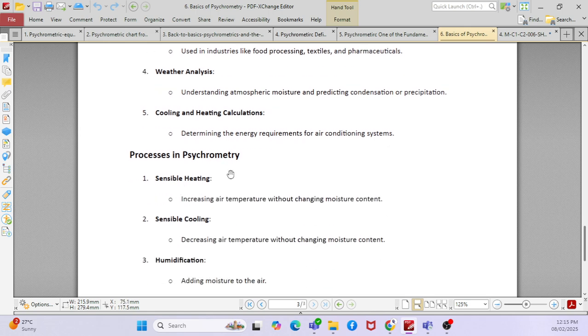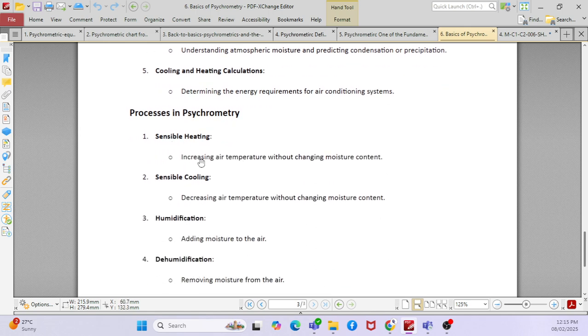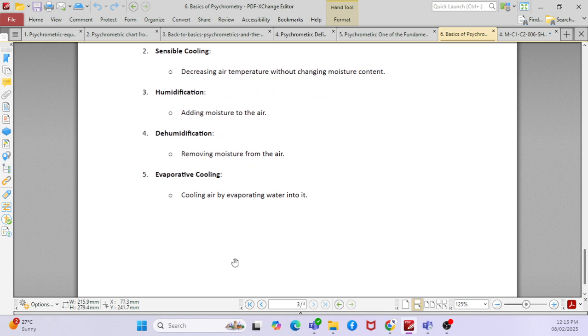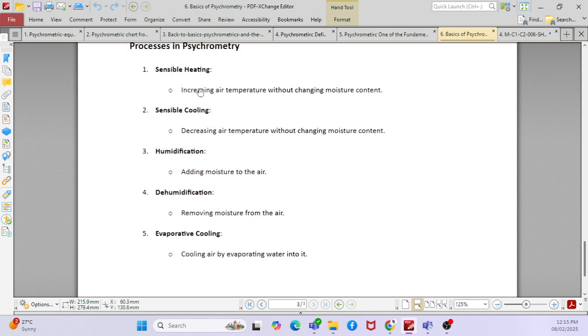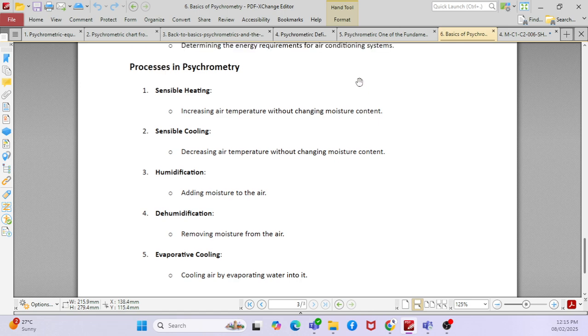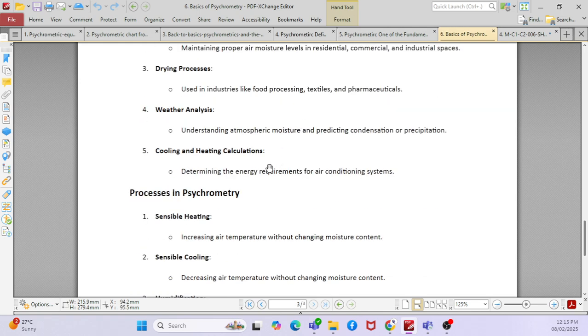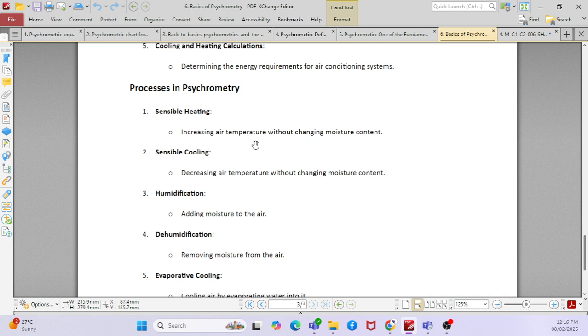So the processes in psychrometry, basically, are sensible heating, sensible cooling, humidification, dehumidification, and evaporative cooling. What is sensible heating? Increasing air temperature without changing moisture content. If you go to the psychrometric chart, this is sensible heating. The temperature will change from here to here. It will be only heating, or cooling, and it will act along this line. So this is sensible heating, increasing air temperature without changing the moisture content.